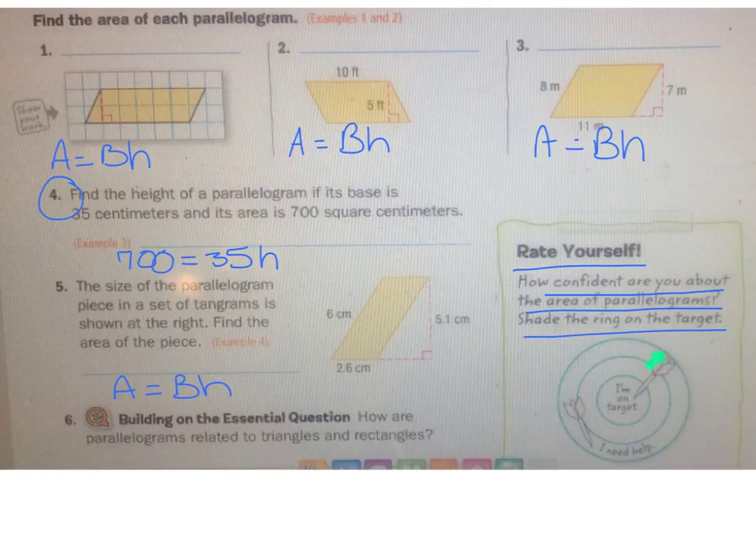This means I really need help. This means I'm doing okay, but could use a little bit of help. And in here, bullseye means I get it. I am ready to do this. Please show that to your teacher after you finish your notes.